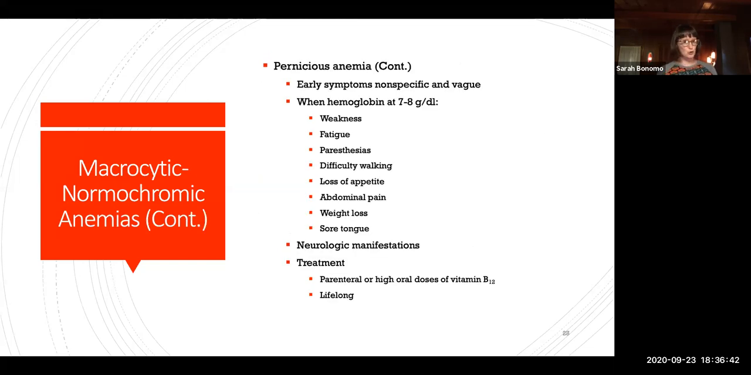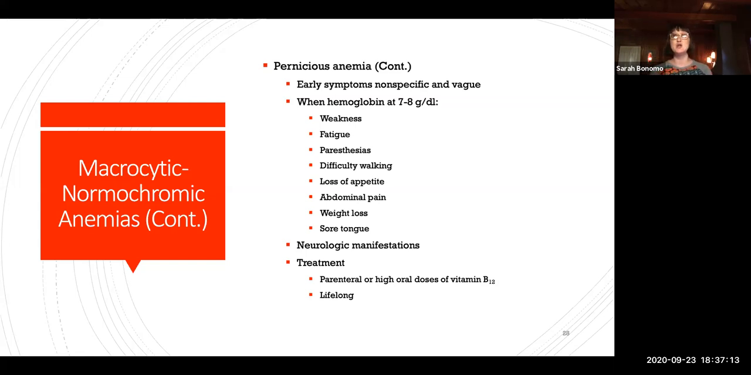Okay, so again, early symptoms are very vague. Usually develops really slowly over about 20 to 30 years, to be honest. But once the hemoglobin level drops to somewhere in the 7 to 8 grams per deciliter range, so on a blood test, on a CBC, a complete blood count, you would see a hemoglobin level potentially lower than this. But once it gets to between 7 and 8, your patients are going to be pretty symptomatic. They're usually going to be pretty weak.